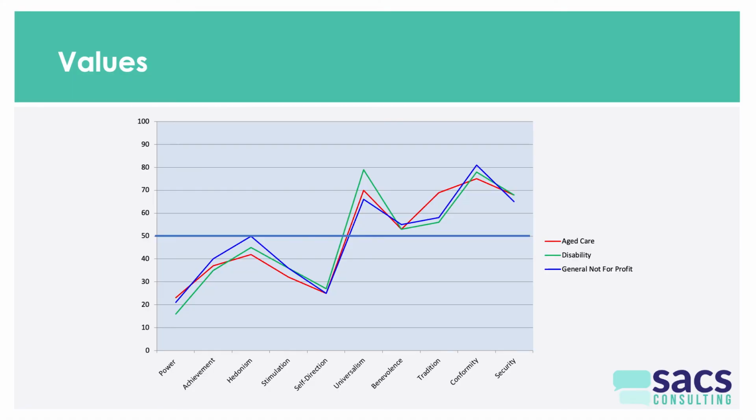Then we see universalism, and not surprisingly that's high. If we explain what universalism is, it's all about wanting to make the world a better place. And after all, what was the not-for-profit sector invented for? And then we see benevolence is all about wanting to help people, so a little bit above population average. Tradition, what that means is that people respect the way that things have been done so far, so a little above population average there, but very high in conformity.